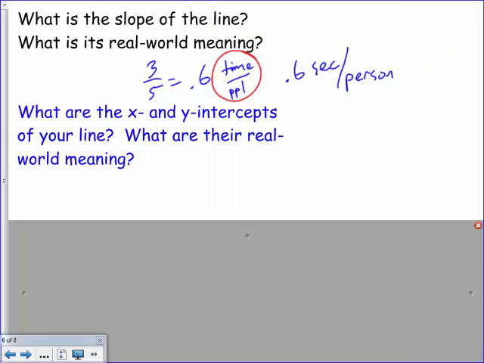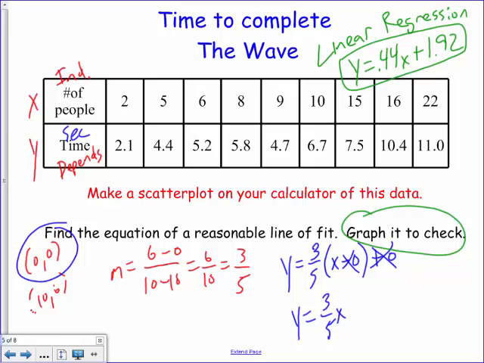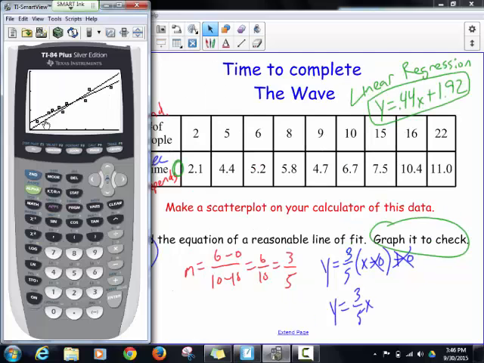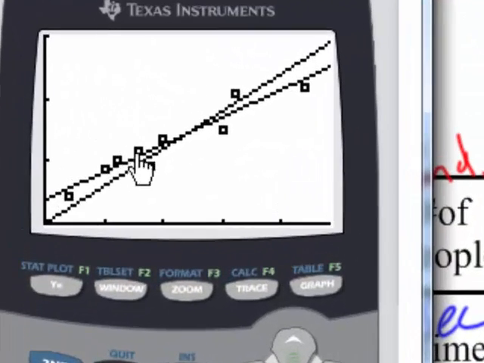What about this? What are the x and y intercepts of your line? What are their real world meanings? Well, I could look at the graph, or I could think, remember, the x-intercept is when y equals 0, and the y-intercept is just the opposite, is when x equals 0. So if I think about this, the x-intercept, when y equals 0. So when the time is 0, so if I did look at my graph, if I looked at that nice line that was drawn, if I went for when y is 0, which is down here, right? So this line would go all the way over.